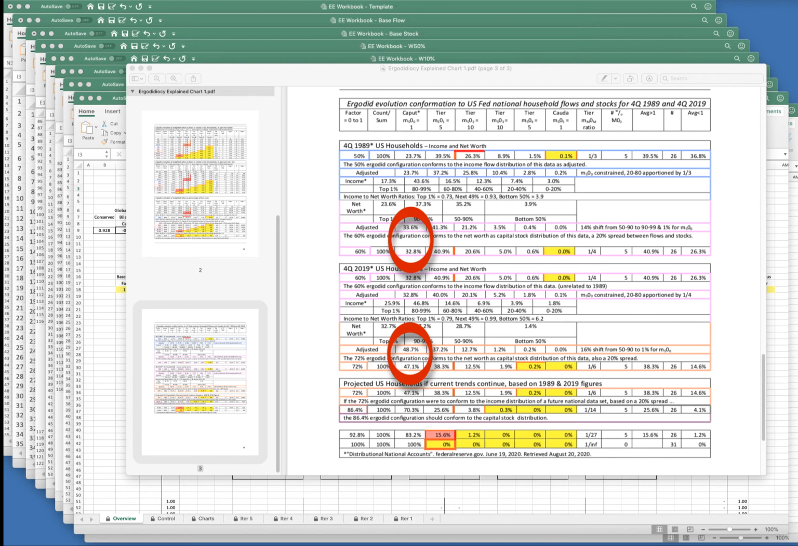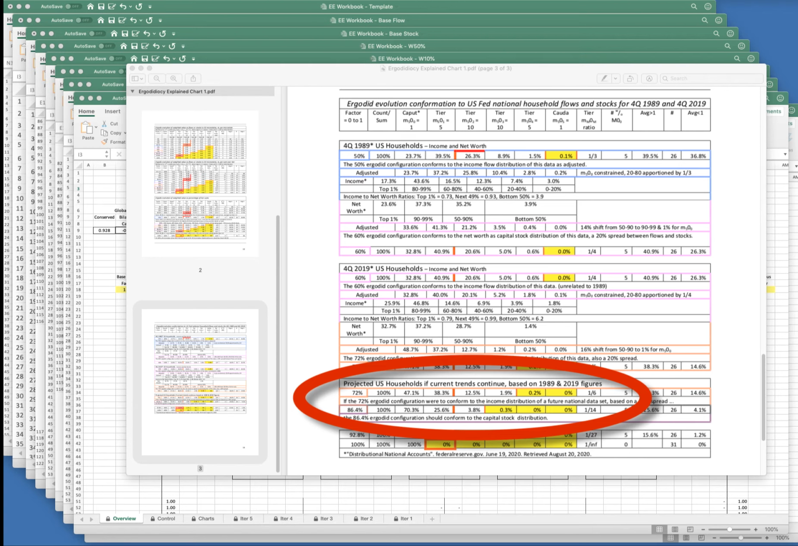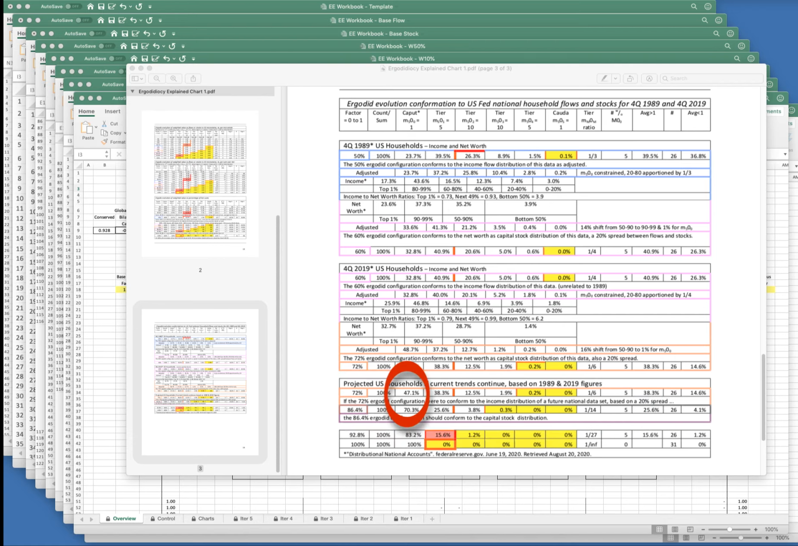If this trend were to continue in a corresponding fashion to the workbook's W72% and W86.3% at some time in the not too distant future, the income for the top tier would be 47% of the total, and the net worth would be 70.3%. The income for M501, the next tier down, would remain essentially unchanged. However, the net worth would decrease by a third.